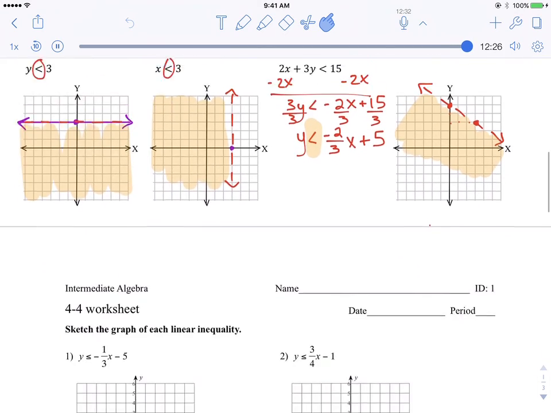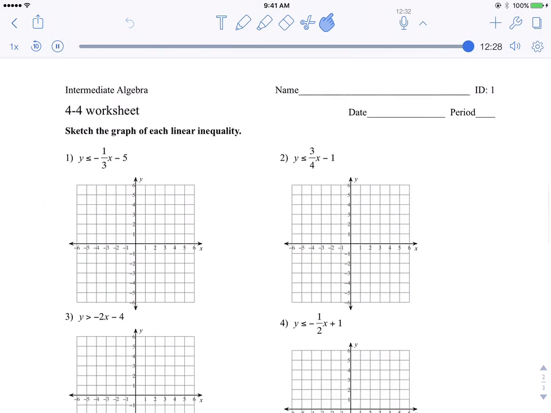Now that we have completed the notes, please go ahead and complete problems 1 through 6 on the back of your note sheet.